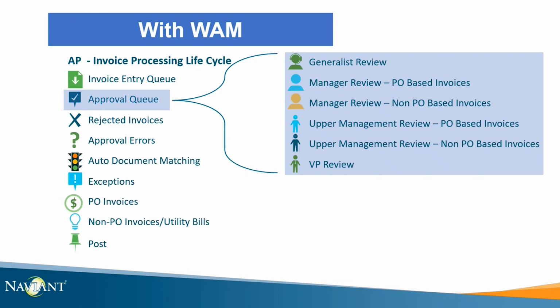And how would this look without this single approval queue in our life cycle? Again, we've gone to this single approval queue. We've gotten rid of these 6 other ones. If we're talking about a PO-based invoice, we have our generalist review. That goes to managerial review, then upper management, and then possibly on to VP review. So we've consolidated all of that down into this single approval queue, so we can really accelerate our ability in this approval process.